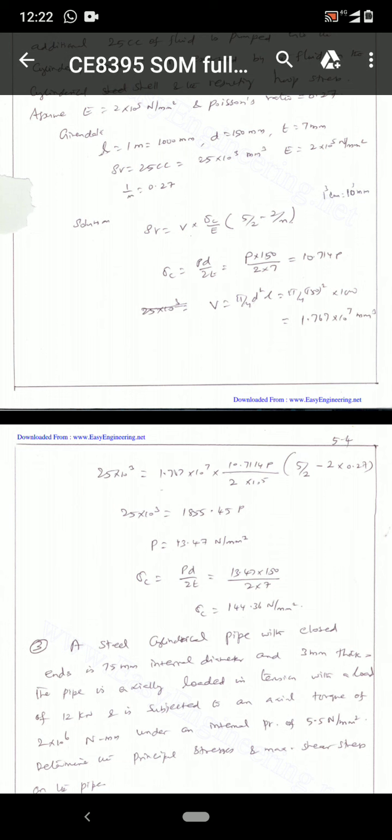So by using this pressure value we finally find out the hoop stress of the cylindrical shell. Sigma c equal to P into D divided by 2 into t. We already found the pressure value. So sigma c equal to 13.47 into diameter 150 divided by 2 into thickness 7. So sigma c equal to 144.36 newton per mm squared.